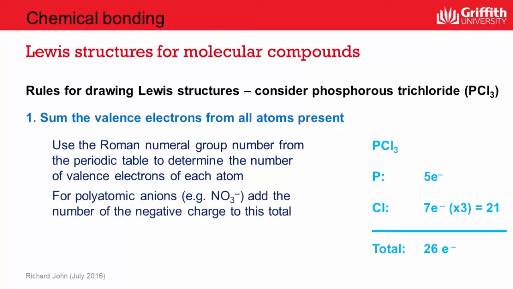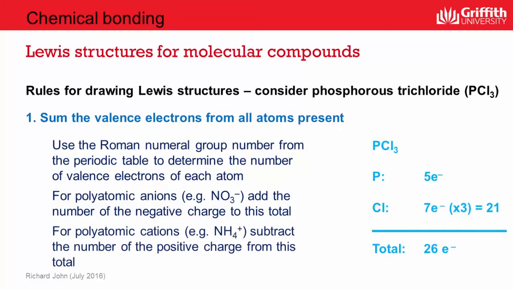Now, if we were drawing the Lewis structure for a polyatomic anion, for example the nitrate anion, we would need to add the number of the negative charge to this total of valence electrons. So if you had a 1- polyatomic ion, you would add 1 electron to the total when summing up all of the valence electrons. If you had a 2- charge, you would add 2 electrons.